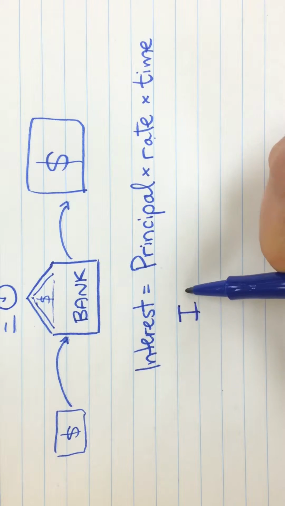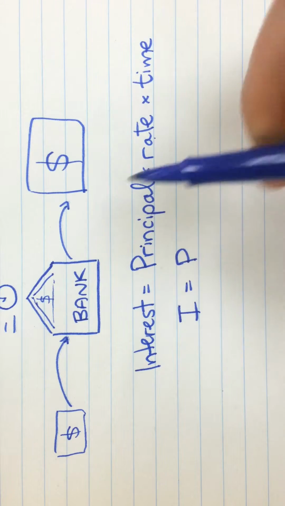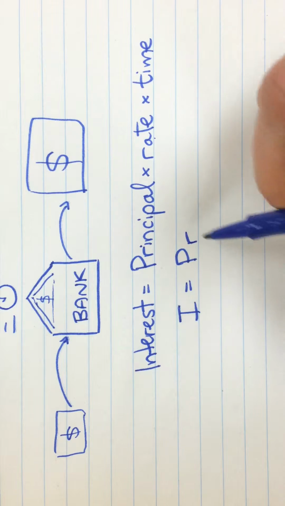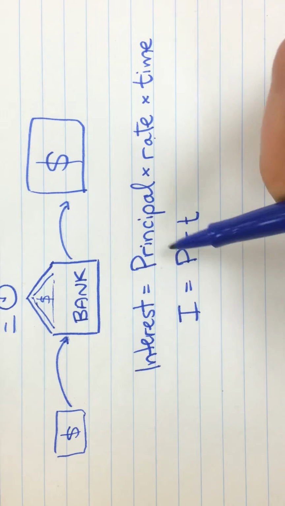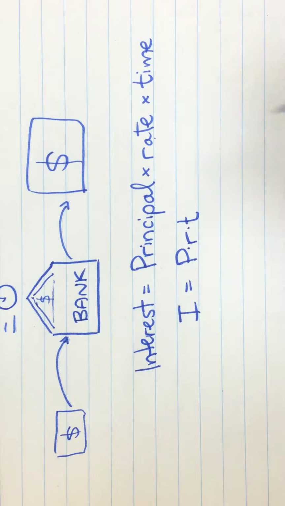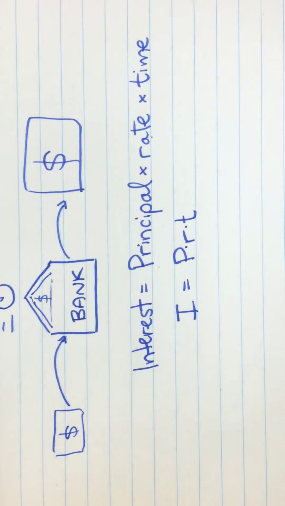And so the little formula, capital I equals capital P times R times T. So interest is principal times the rate times time. These are multiplied together. P times R times T. If you want, you can put little dots between them or little multiplication X's. Okay, so we're going to do some examples to see how this works.